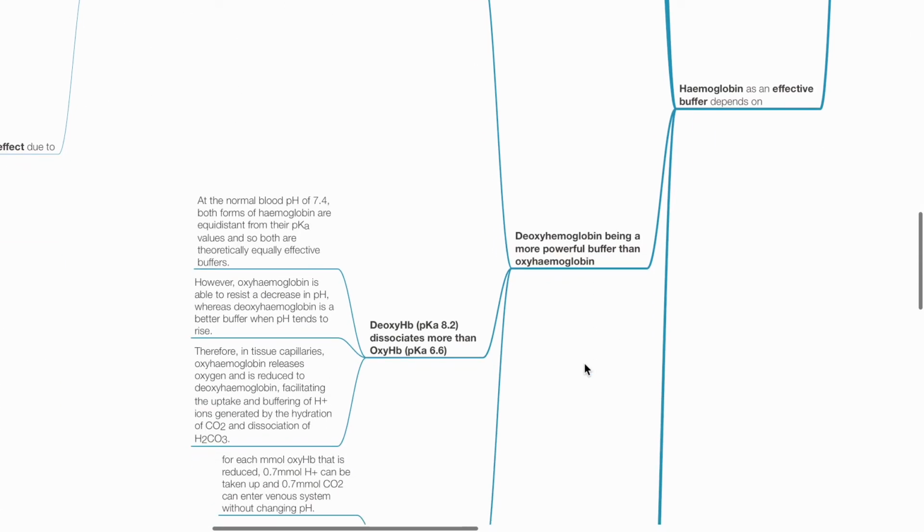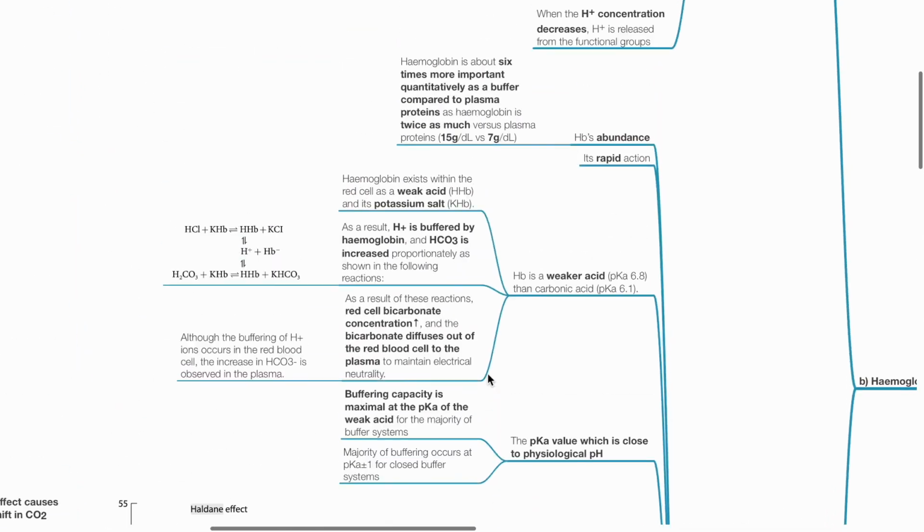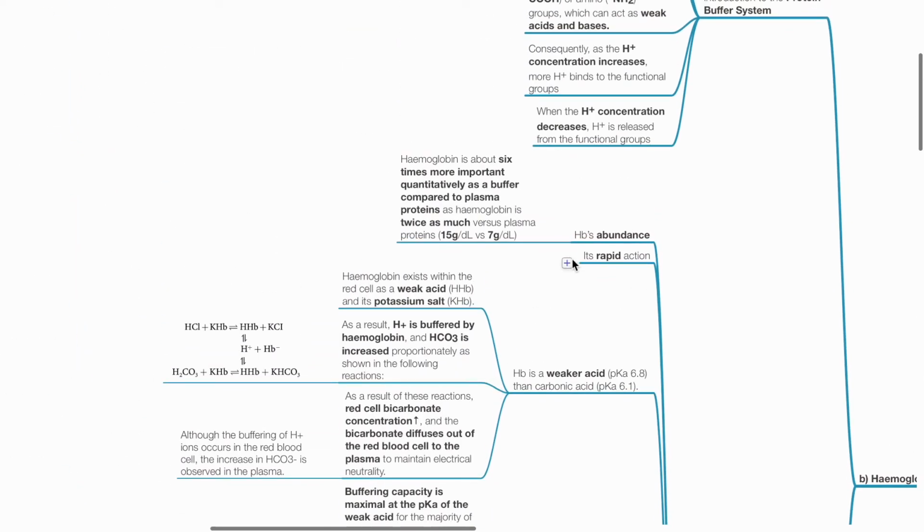Deoxyhemoglobin is a more powerful buffer than oxyhemoglobin. Important too is the role of imidazole groups of histidine residues in hemoglobin and carbaminohemoglobin formation. Hemoglobin's abundance: hemoglobin is about 6 times more important quantitatively as a buffer compared to plasma proteins, as hemoglobin is twice as much versus plasma proteins, 15 grams per deciliter versus 7 grams per deciliter.